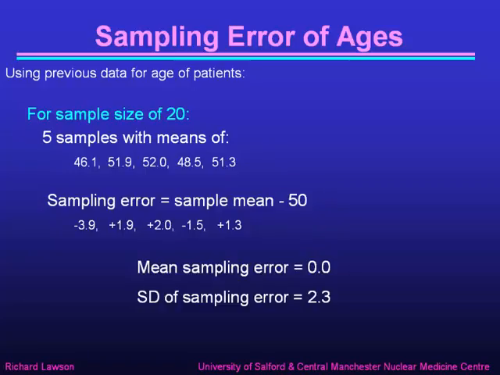In fact, if we take the average of those 5 sampling errors, it comes out to be a mean sampling error of 0. That confirms what we said before, that on average the sampling error is 0. But the standard deviation of those 5 sampling errors turns out to be 2.3. So that's a measure of the magnitude of the variation in our sampling error from the sample size of 20.